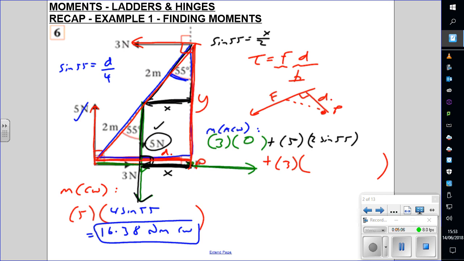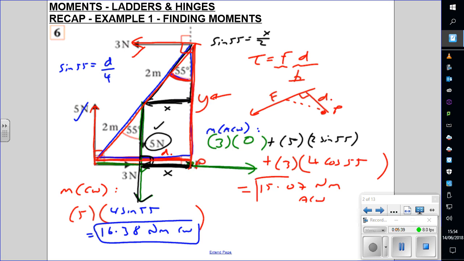So I'm straight into it: here's my angle, and y is next to the angle. So I'm going to go hypotenuse, which is 4 cos 55. And that's all the forces dealt with, you see, you tick them off. So if I do that, that's 10 sin 55 plus 12 cos 55. I get 15.07 Newton meters, and this is going in the anti-clockwise direction.